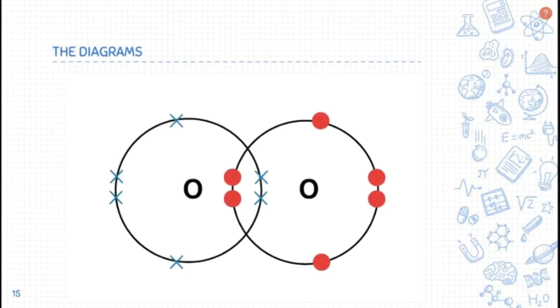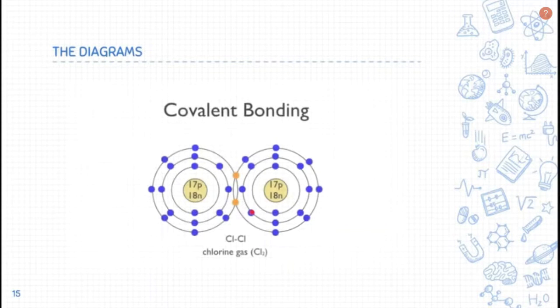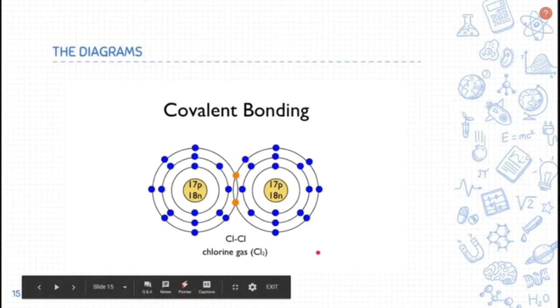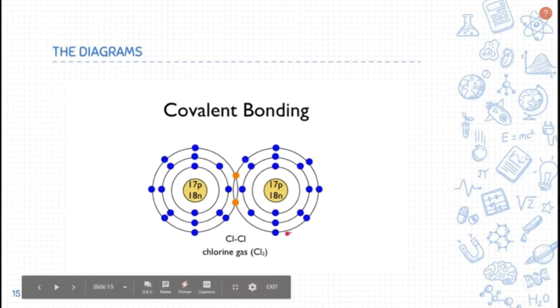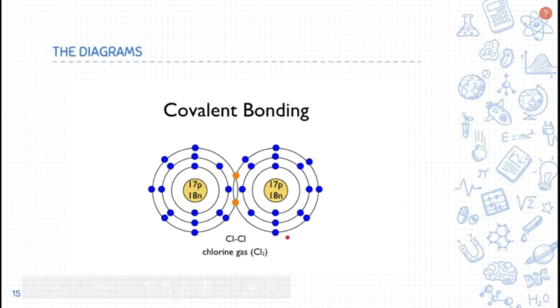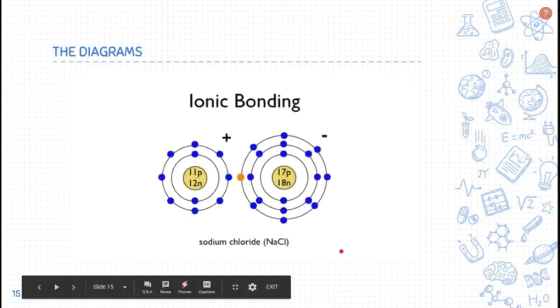So first up is the dot and cross structure for covalent bonds. You can see here that they're sharing electrons, at two oxygen. The next one is a Bohr diagram in a covalent bond. You can see here once again that they're sharing electrons to have a full outer shell of 8, the two chlorine gases.